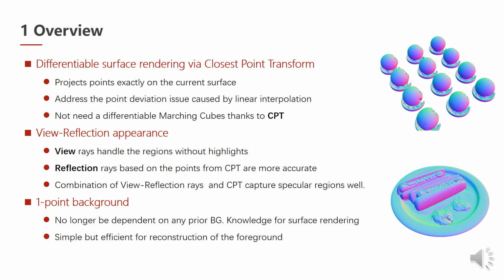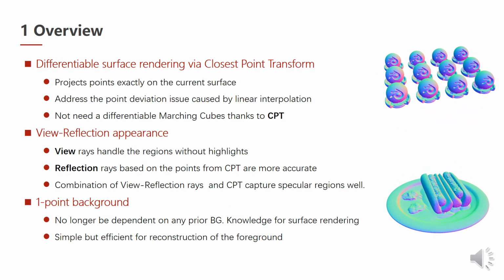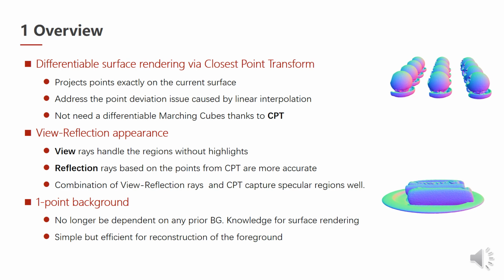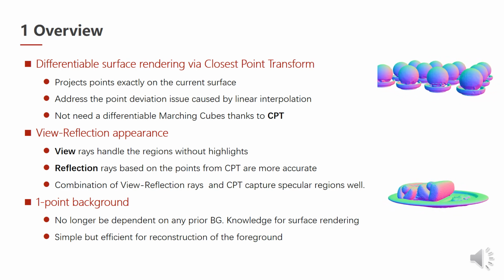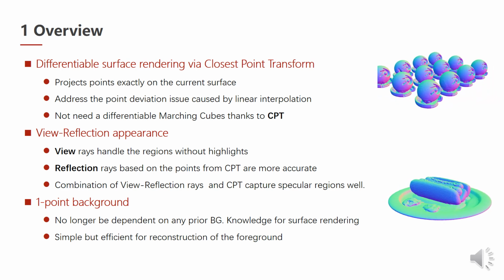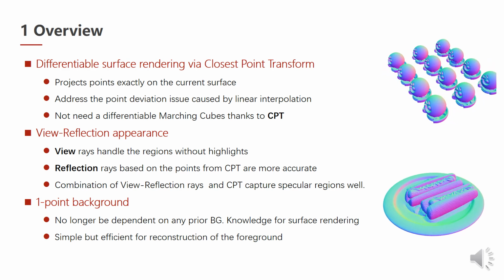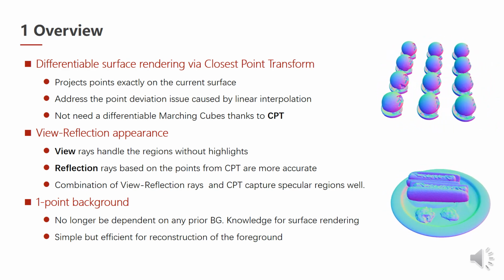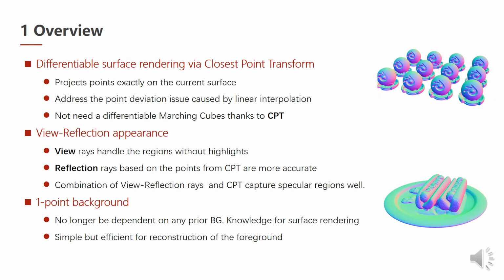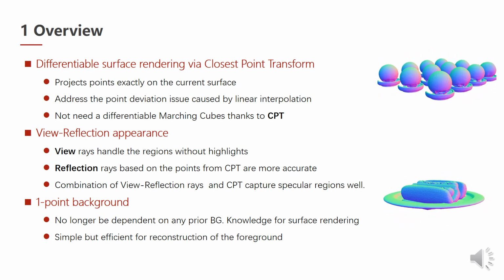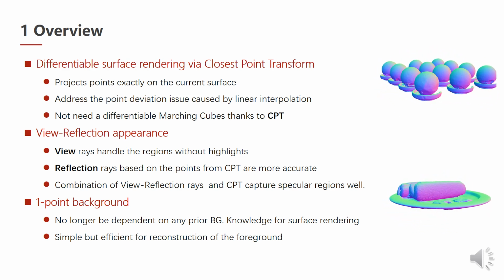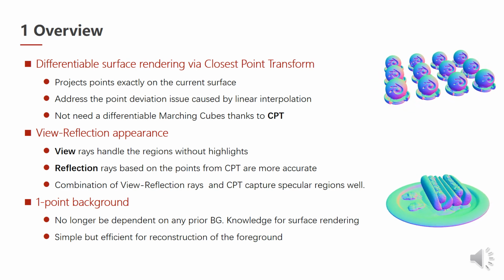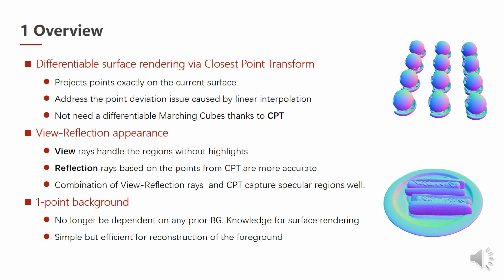We present a novel differentiable surface rendering method, CPT-VR, which shows superior performance in reconstructing the detailed structure of objects. With the closest point transform algorithm, we can address the approximate point deviation issue caused by linear interpolation. Moreover, we incorporate the view and reflection vectors to model the foreground appearance representation, making our method robust to specular highlights. In addition, we develop a simple one-point background model, enabling our method to no longer be dependent on any prior background knowledge.